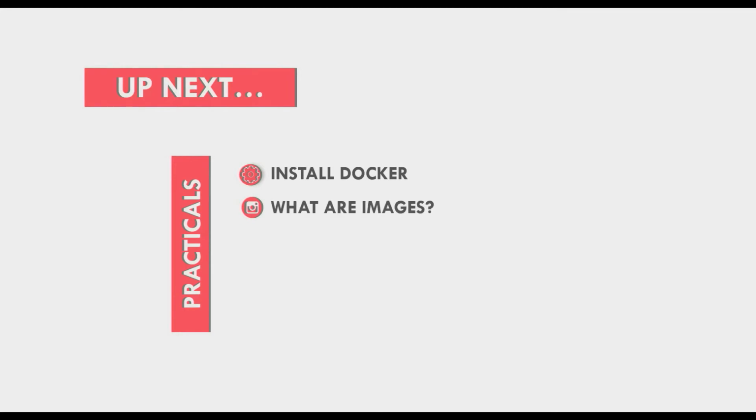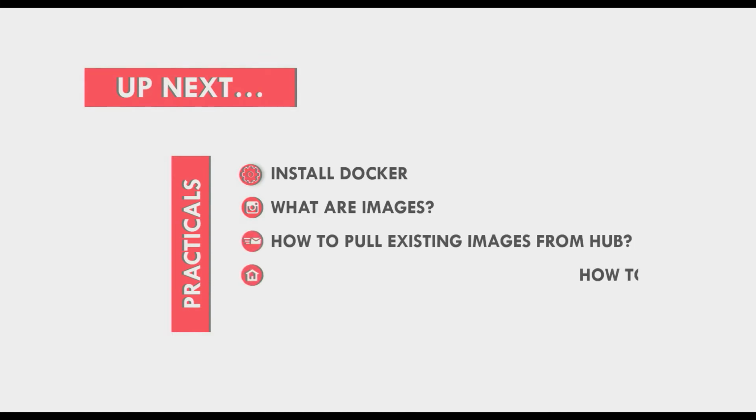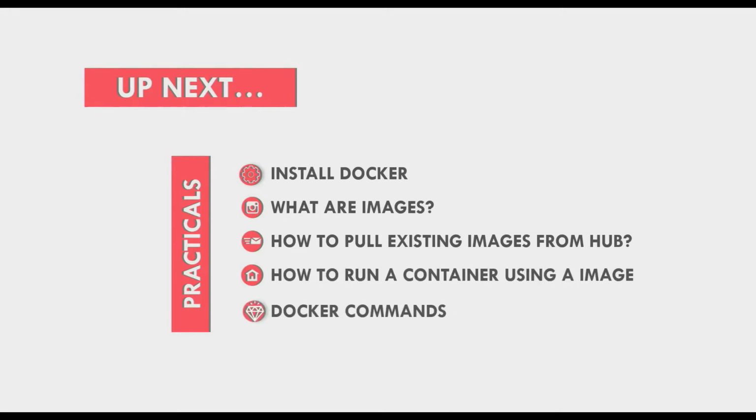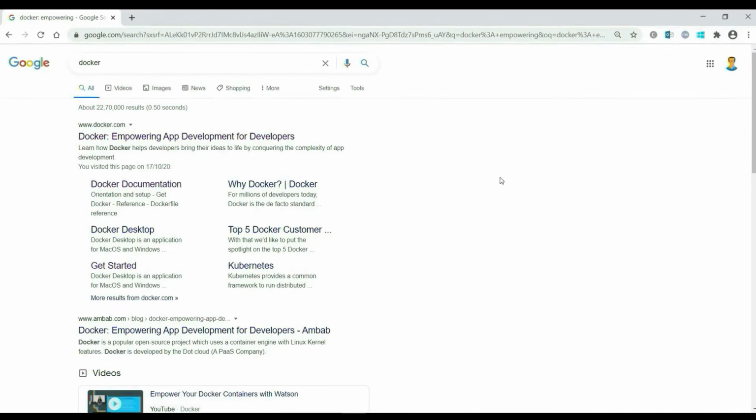Then we will understand very basic and most important deployable artifacts, the Docker image. Then we will see how to pull images from Docker Hub and play around. Then I will show you how to run a container using an image, and we will go through lots of basic Docker commands. Let's install Docker.